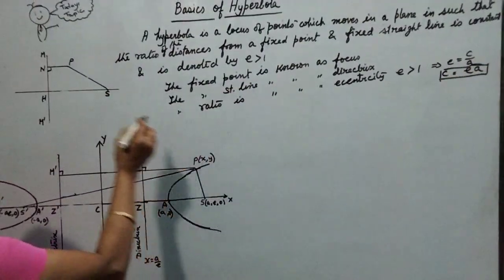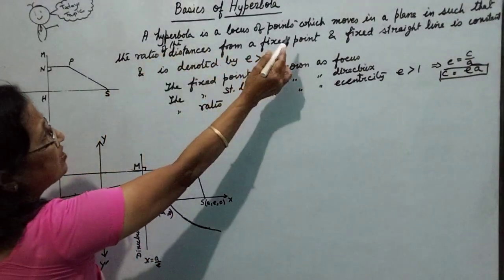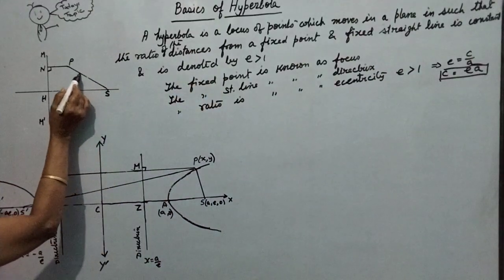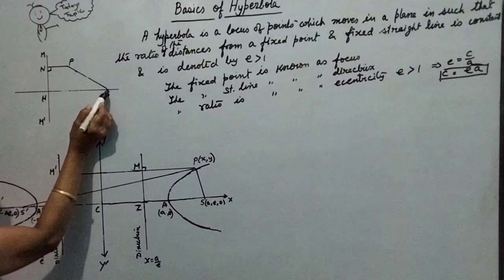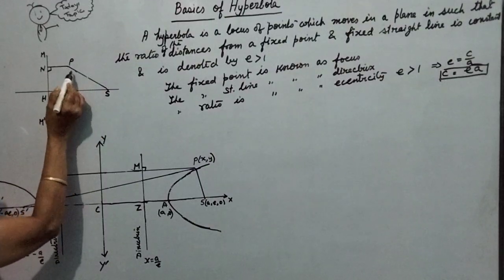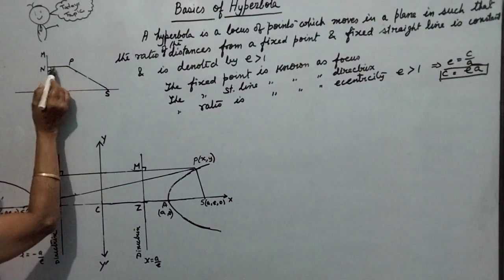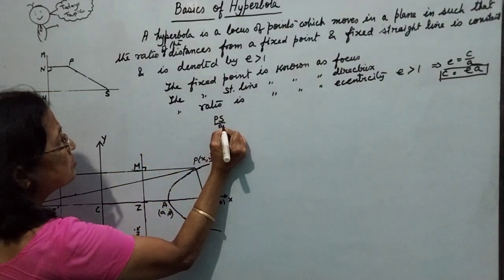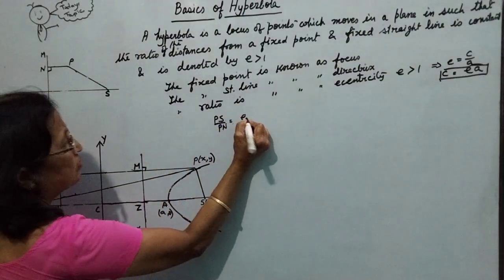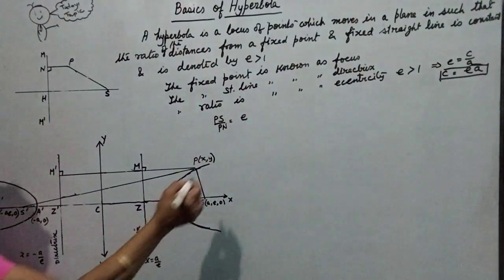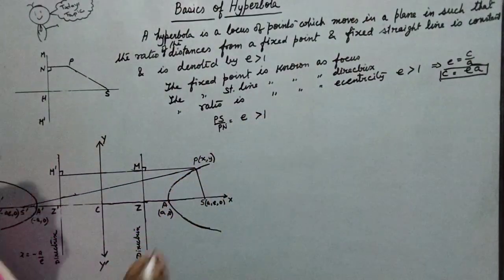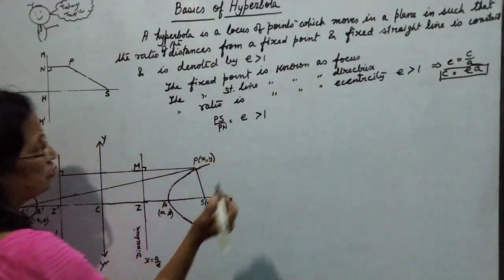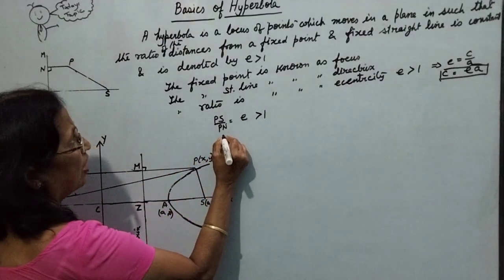Now, what we have studied? A hyperbola is a locus of a point which moves in a plane such that the ratio of the distances from a fixed point, PS, and PN, so PS by PN must always be constant and equal to E, which is greater than 1. Now we'll study how to find the standard equation of hyperbola.